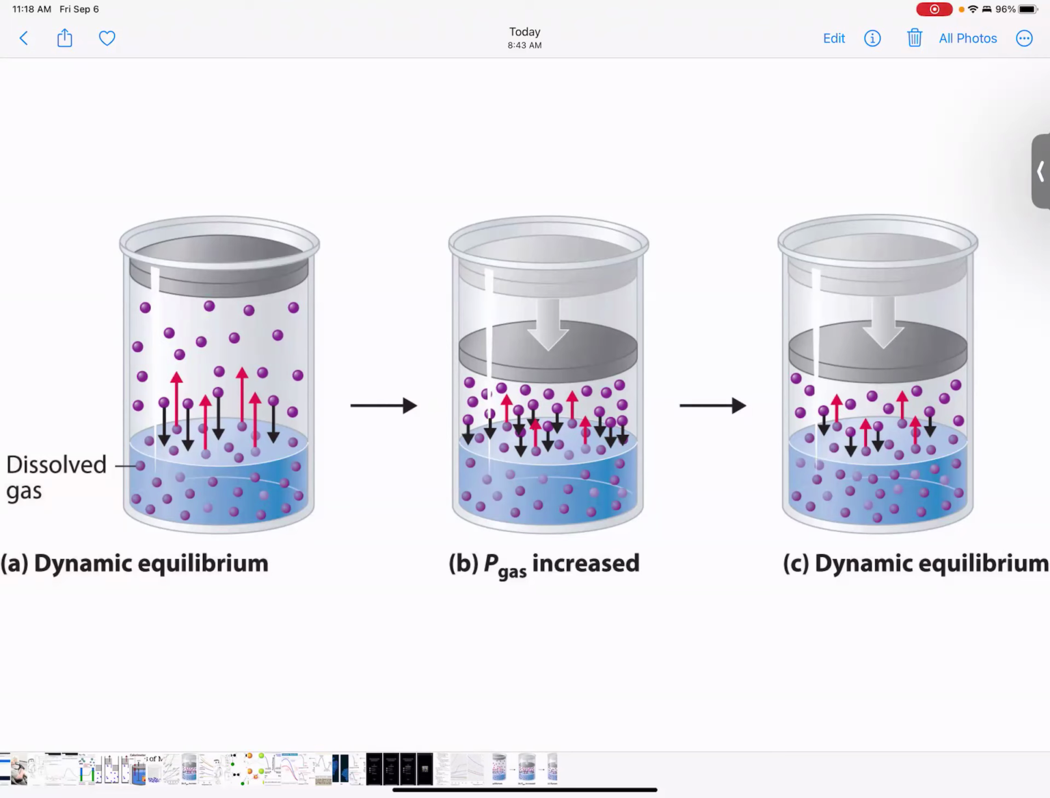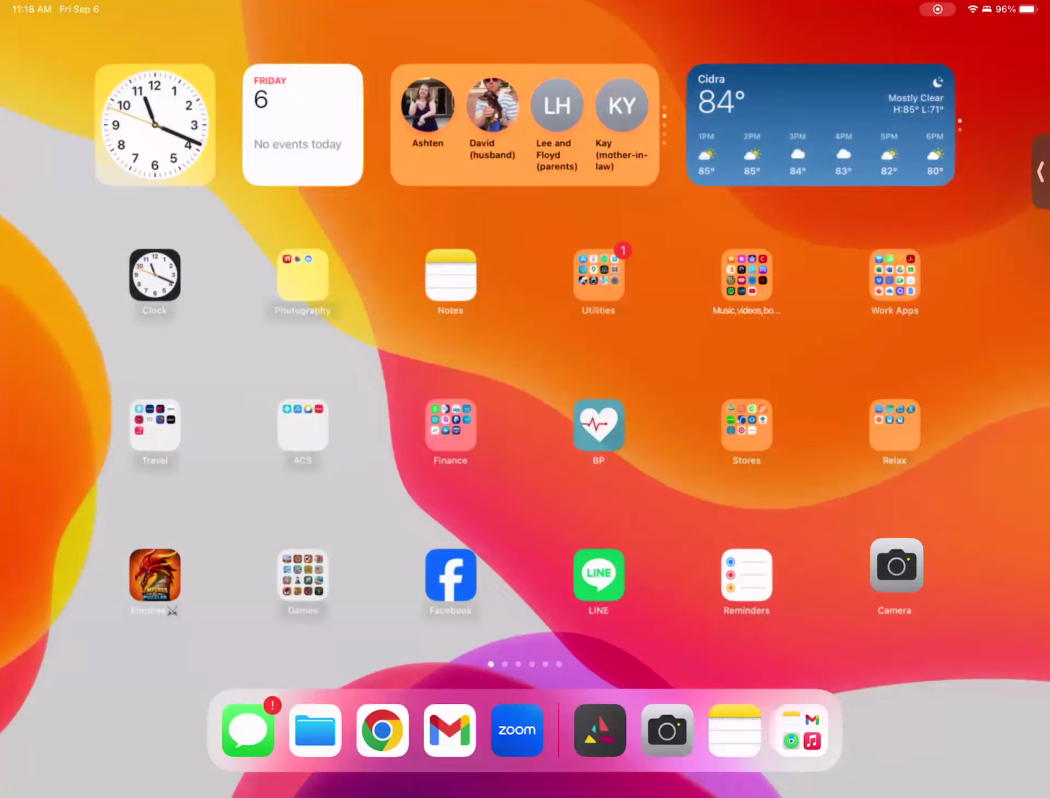So one way we can increase the amount of gas in a liquid, or increase the solubility, because that's what we're describing, is by applying pressure. Applying pressure increases the amount of gas in solution.